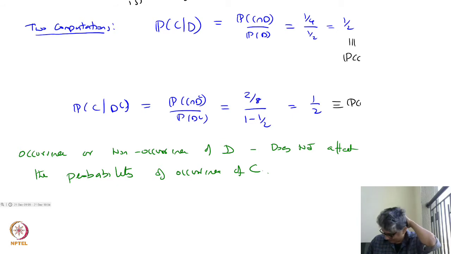So in some ways, no matter what happens, the probability of C is going to remain the same regardless of D happening or D not. So that means C and D are kind of independent of each other, which is what we'll formalize in the next definition.